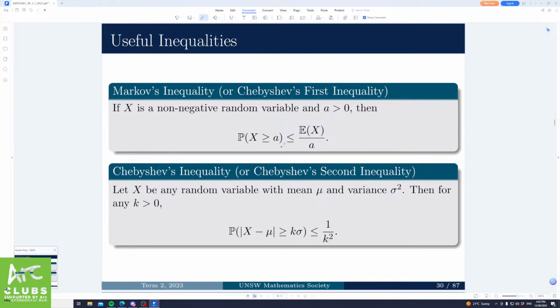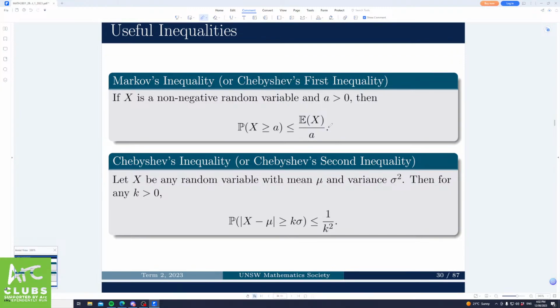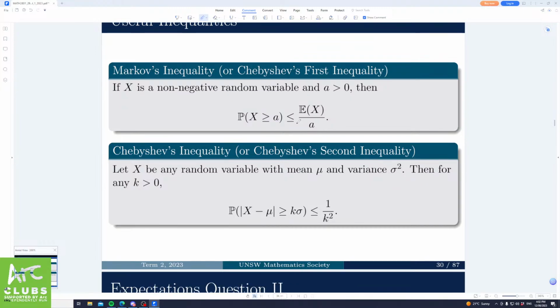The probability that x is greater than or equal to a is less than or equal to the expectation divided by a. It's just an inequality that you should probably memorize. There's not too much intuition behind it. The proof's a bit bland and long. But yeah, it's an inequality to memorize.